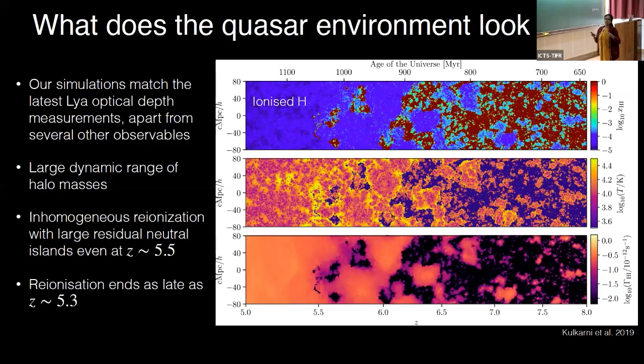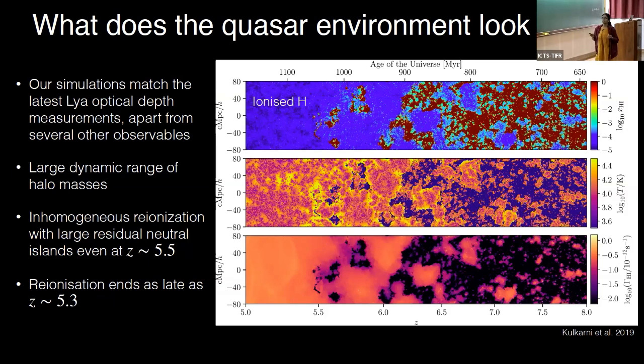So to answer the first question of what the quasar environment looks like, we've used the most successful reionization simulations that are able to reproduce a lot of observations, including the latest Lyman alpha optical depth measurements. And so in our simulations, we have inhomogeneous reionization with large residual neutral islands out to redshift 5.5. Reionization ends as late as 5.3 in our simulations.